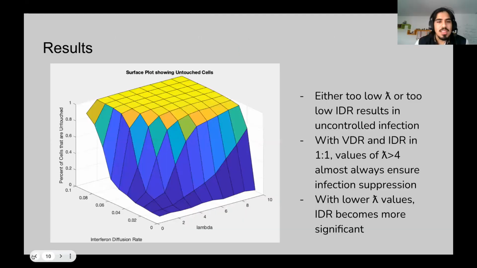So as you see, there is no Goldilocks zone, it didn't exist. If we make the interferon diffusion rate super high and the lambda relatively high, at least higher than 4, we will see a decrease in the amount of untouched cells. But that is not because the infection is escaping. That is because so many cells are getting protected so far away from the infection that of course the untouched cells are going to start decreasing.